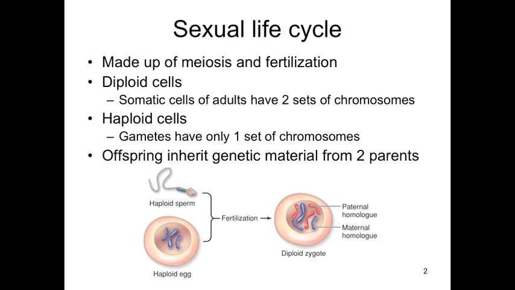Offspring will inherit genetic material from the two parents, so each parent contributes one chromosome to each of the homologs in order to form the zygote. Here we have a sperm with the 3 red chromosomes in his head, and here in the egg we have 3 blue chromosomes. Upon fertilization, we form a zygote, which again is diploid and has 1 chromosome from each parent for each different homologous pair. So the sperm and egg are haploid, and they fuse to form a diploid zygote.